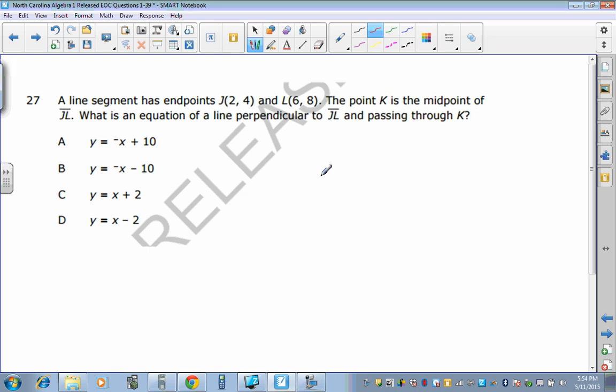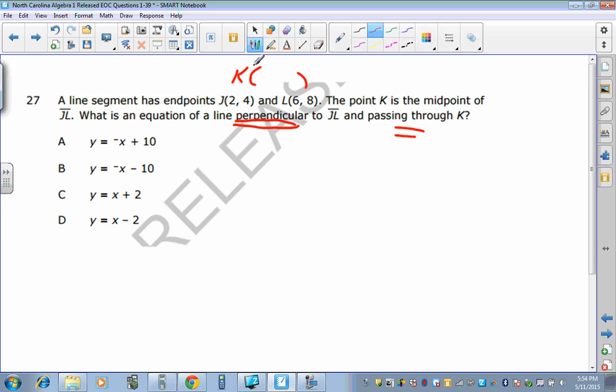Okay, a line segment has these endpoints, and K is the midpoint of JL. What is the equation of a line perpendicular to JL passing through K? First of all, they want a perpendicular, so I know the slopes will be opposite reciprocals. And they say K is the midpoint of those two, and the line needs to pass through it. So I need to know the value of K. I need to know what point that is.